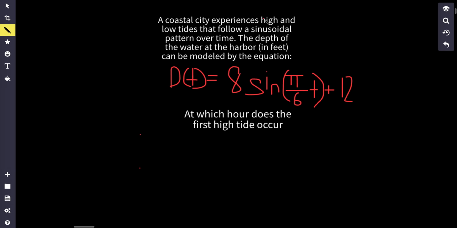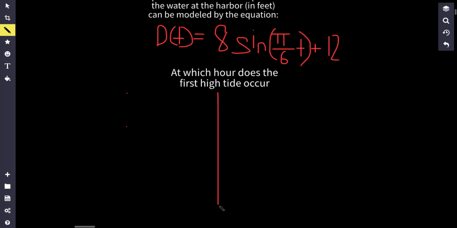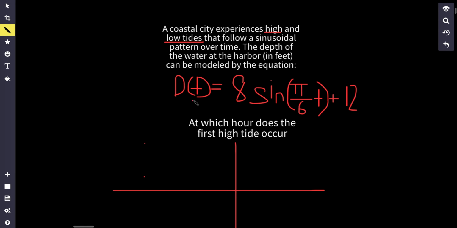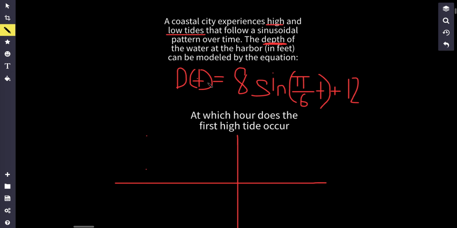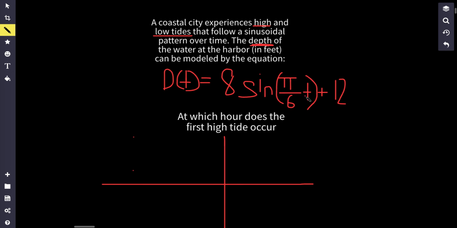A coastal city experiences high and low tides that follow a sinusoidal pattern over time. The depth of the water at the harbor in feet can be modeled by the equation d of t is equal to 8 sine of pi over 6t plus 12, where t is in hours. At which hour does the first high tide occur?